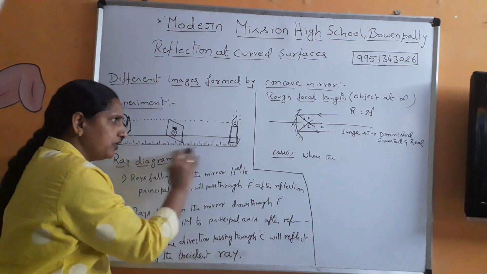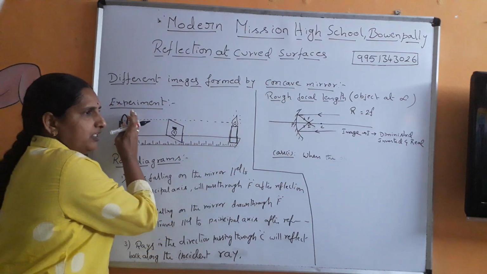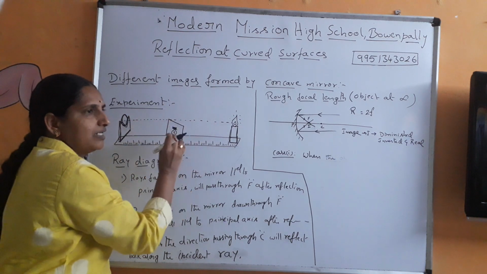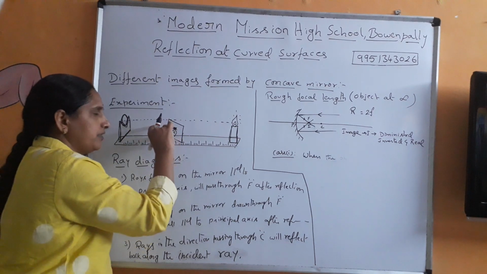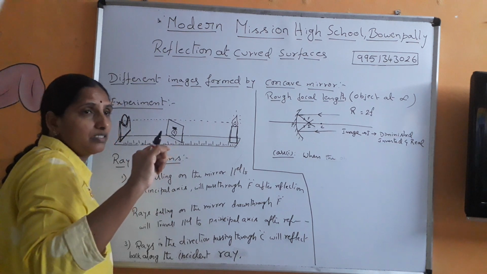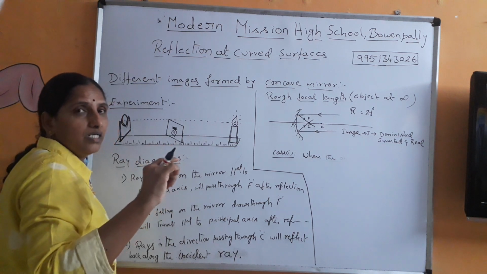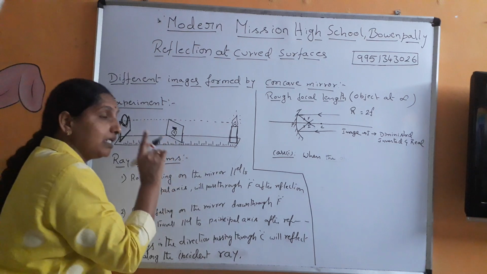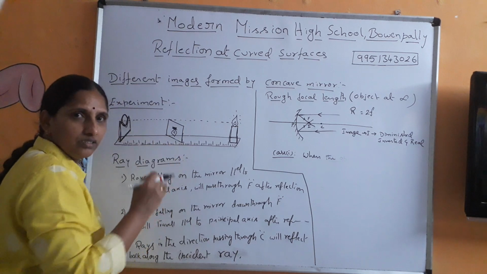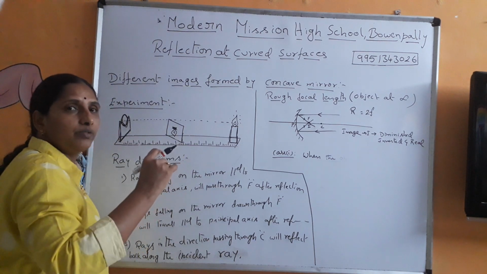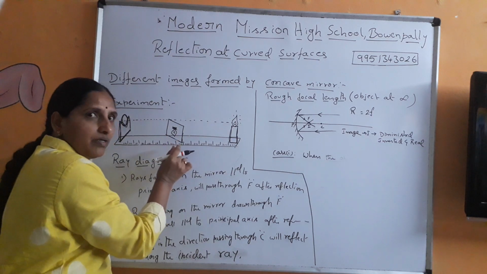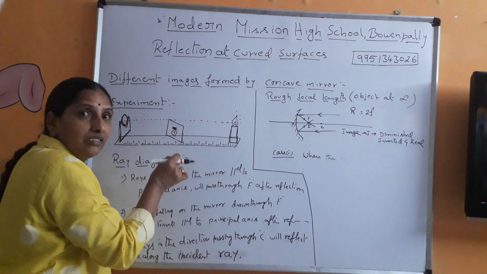Here, just take the readings wherever there is a clear image. Sometimes at a particular point there will be a very small image that we call a diminished image. Very small, but clear and inverted. Then after moving some more distance, you can see that the size of the image increases a little bit. Again, adjust the screen so that exactly where the image falls clearly, you fix it and take the reading.